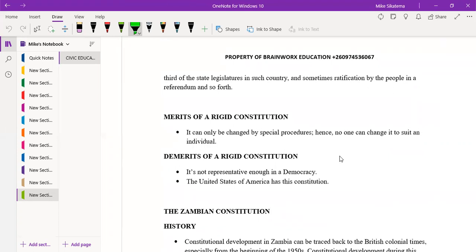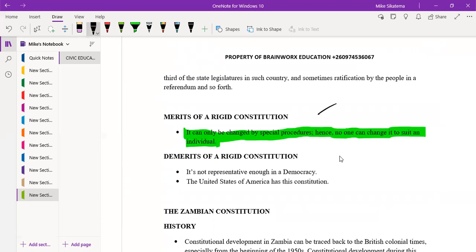And I'll have that confidence within me because for them to change even a minute form, it would need another huge majority vote through some form of referendum. So it can only be changed by special procedures. Hence, no one can change it to suit a specific individual. So the good part about this constitution is that it also serves to protect the rule of law. That's the beauty of this rigid constitution.